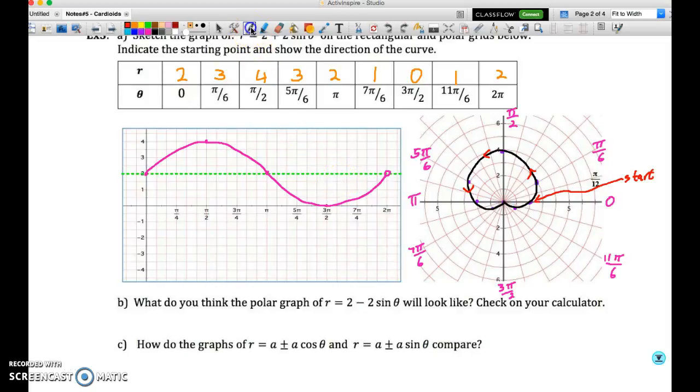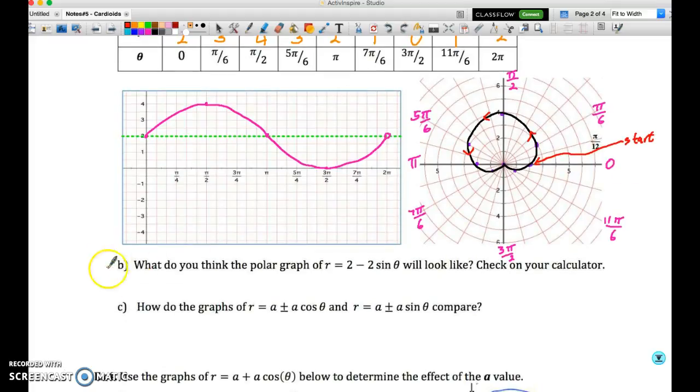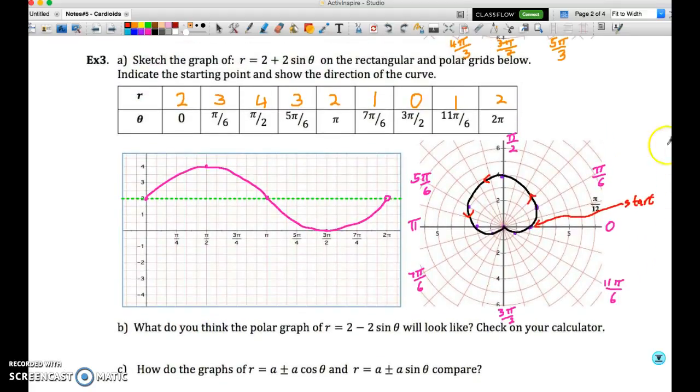Okay, welcome back to part 2 of the lesson on rose curves, but primarily on cardioids. At the end of part 1, we were talking about you going ahead and answering parts B and C. We've just completed in part 1 the graphing of the cardioid 2 plus 2 sine theta on the right-hand side over here.